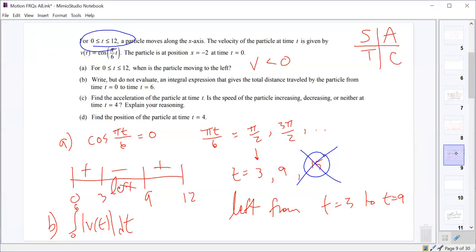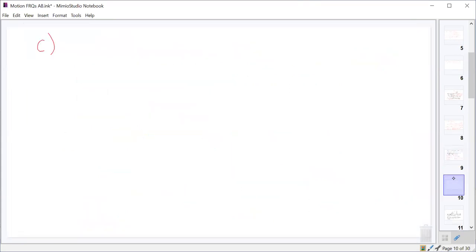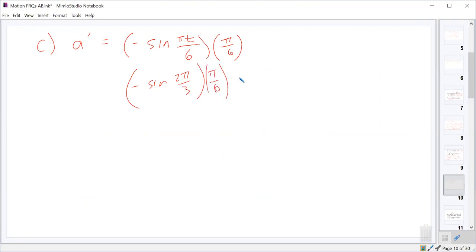Part C. Are we ready? Find the acceleration. How do we find the acceleration? Take the derivative. So a prime equals the derivative of cosine of pi t over 6. That derivative is chain rule, so that should be negative sine of pi t over 6 times the derivative of pi t over 6, which is pi over 6. And we want to find it at 4, is that right? So that should be the negative sine of 2 pi over 3 times pi over 6. Sine of 2 pi over 3, that's in the second quadrant, so it will be positive because all students take calculus. And then what?